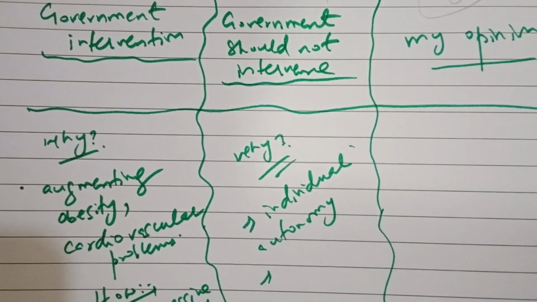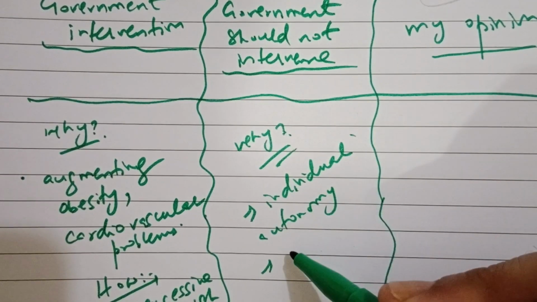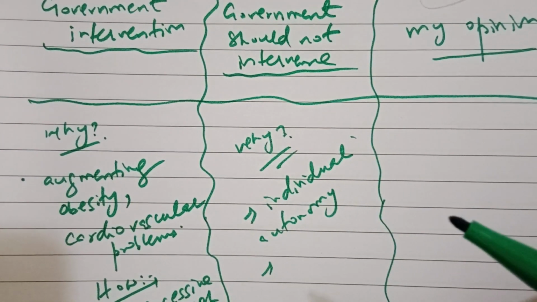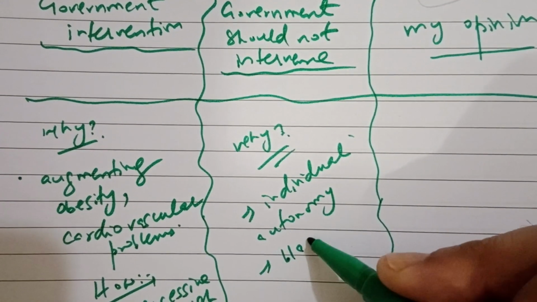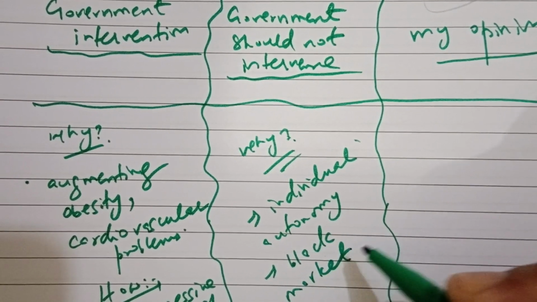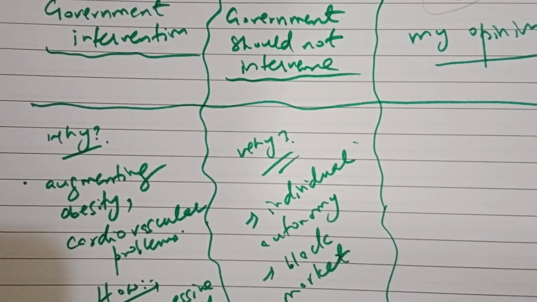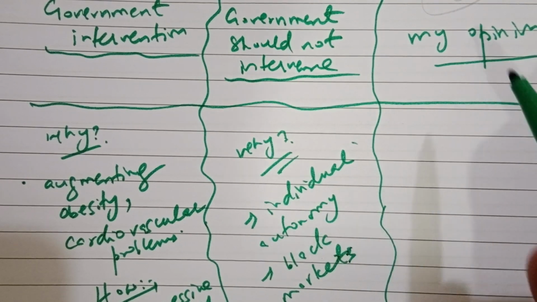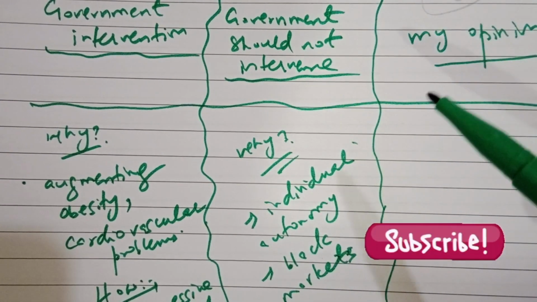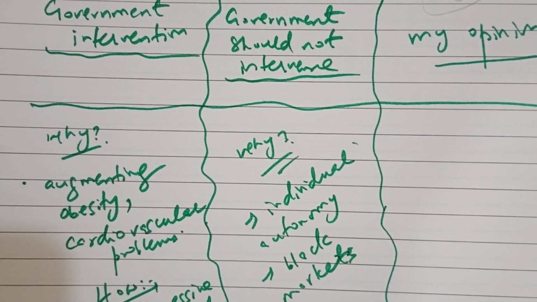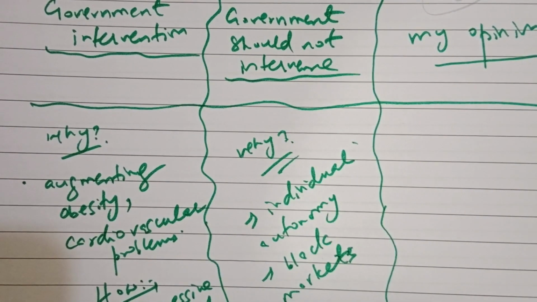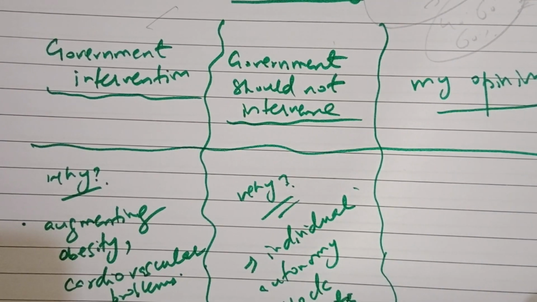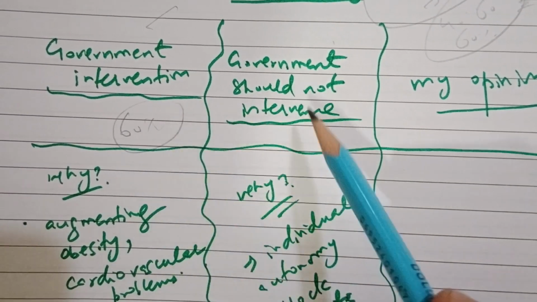And the other thing is, government intervention would boost black markets. Yes, black markets. If these items are not easily available for sale, then they will be sold on the black market, so it will boost black markets. See, these are the major problems that we are going to face when government intervenes. So government should not intervene. As I told you, when you partially agree, then this is 60 to 40 percent arguments.